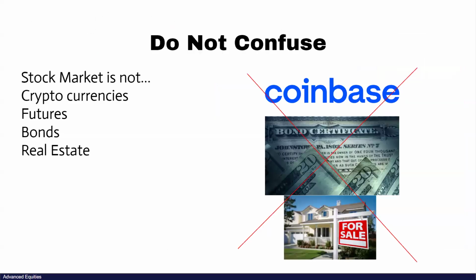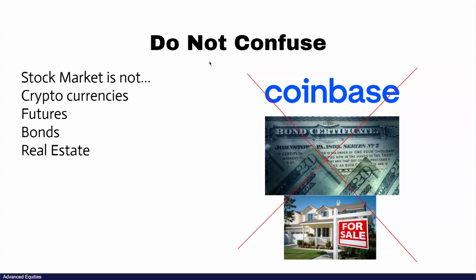All right, so do not confuse this. The stock market is not where cryptocurrencies are traded. It is also not where futures are traded, and it is not where bonds are traded. Those are all traded on different markets. For cryptocurrencies, you can work with a crypto broker, such as Coinbase.